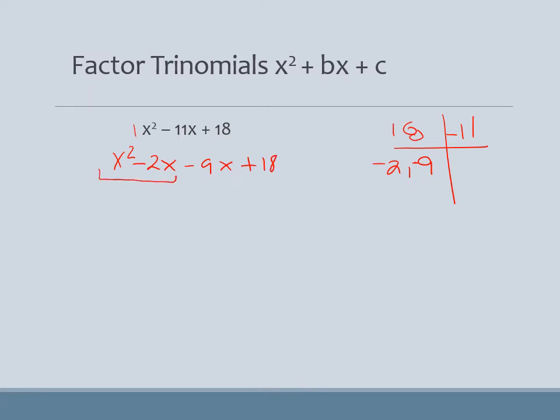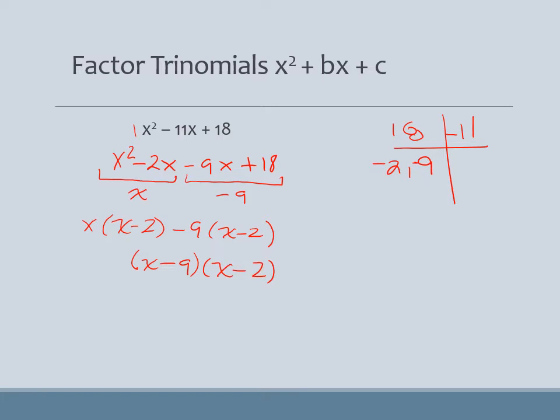I'm going to factor out an x, and I'm going to get x minus 2. Second pair, we're factoring out a negative 9. That also gives us x minus 2. So I get x minus 9 times the quantity x minus 2. So it's really all about looking for patterns and making the patterns work for what we have.